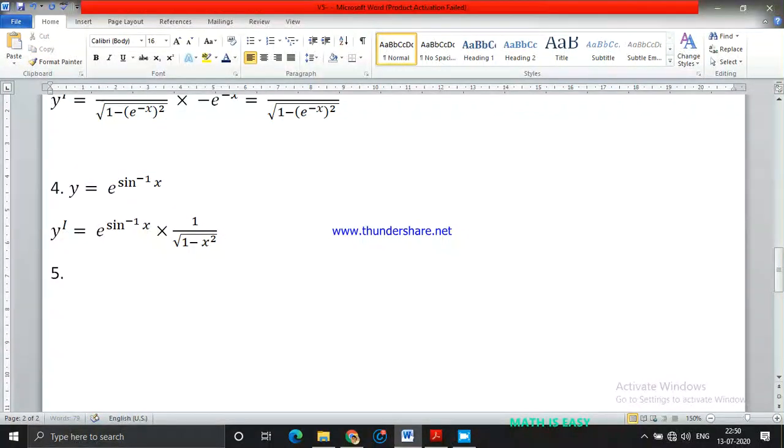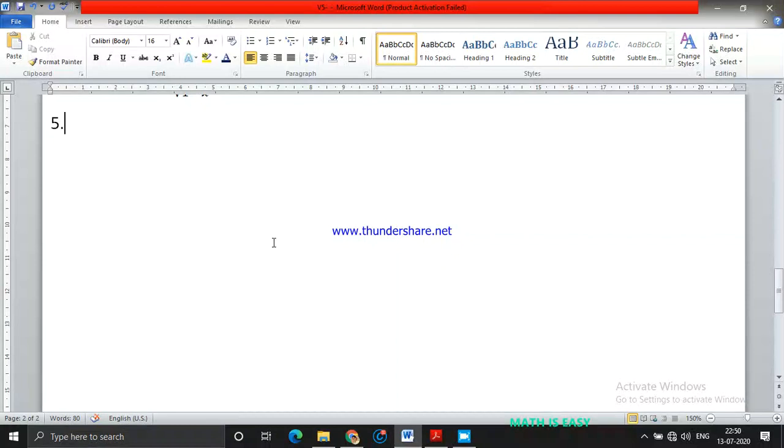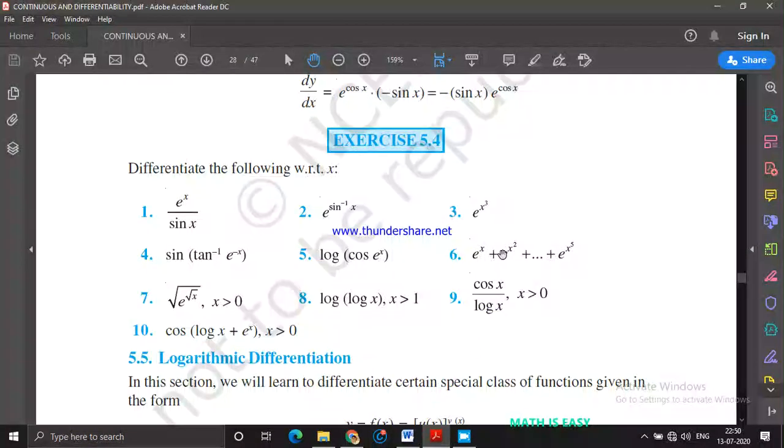Next example or exercise question: e power x cube. Let me take x cube as theta. So the derivative of e power theta is e power theta into derivative of theta. So e power x cube into derivative of x cube, which is 3x square. So the answer is going to be 3x square into e power x cube.